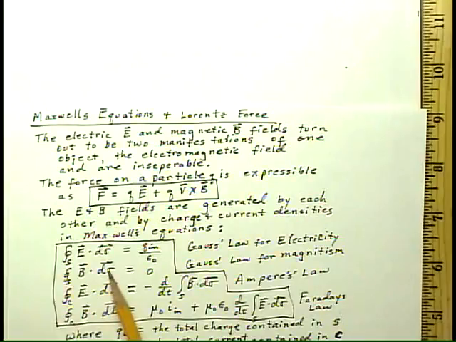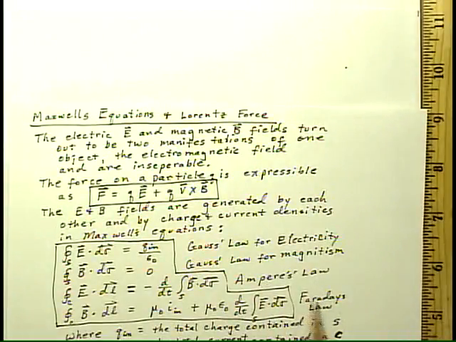Therefore, the magnetic field lines always close back on themselves and form closed loops. The electric field doesn't do that. It spews out of a positive charge and dives into a negative charge, which is called a sink. So a positive charge is a source for the electric field, and the negative charge is called a sink.